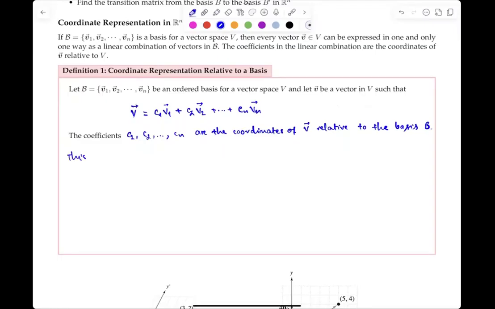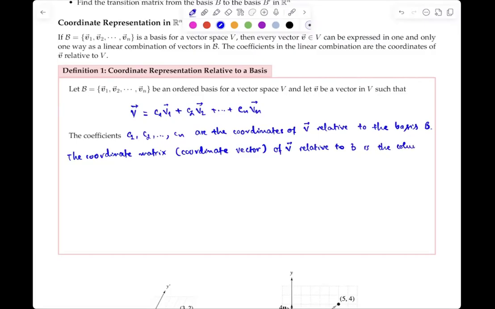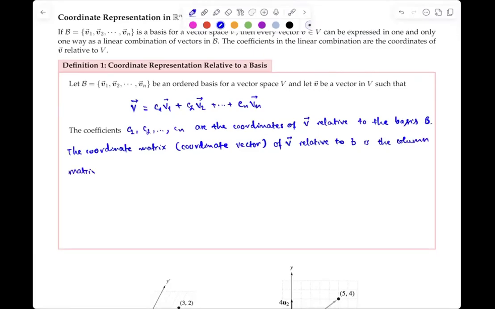So the coordinate matrix, or coordinate vector, of V relative to B is the column matrix, or column vector, whatever is convenient for you, in Rn whose components are the coordinates of V.